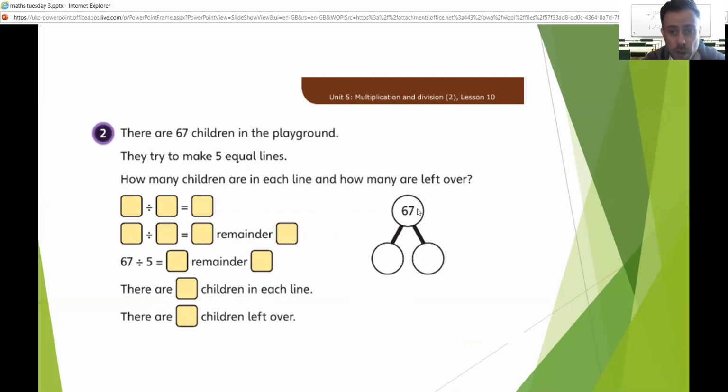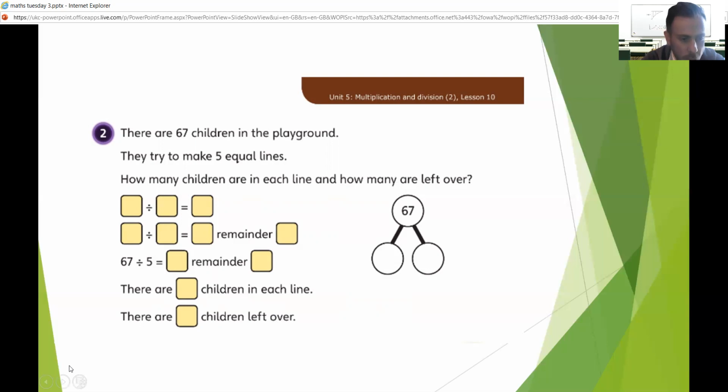So we've got 67. What you can do is you can split that up. Think about the best way to split that up. Remember, we are dividing by 5 this time. Okay, so have a go at that. Split that up and then try and work out bit by bit what 67 divided by 5 will be. We want to know how many children in each line and how many children are left over.